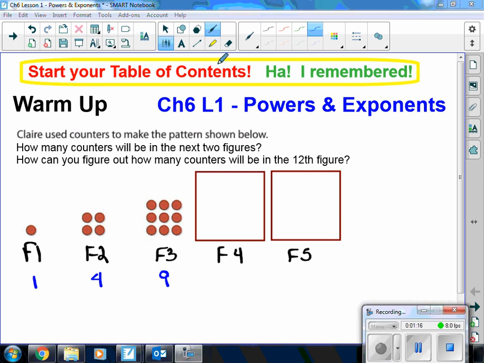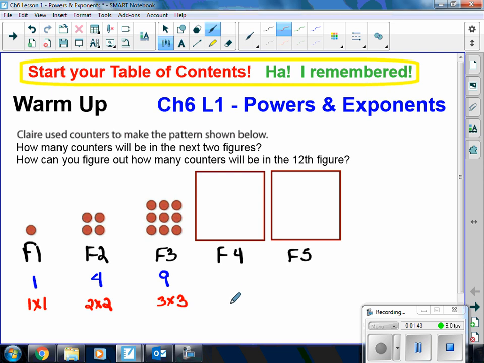If I multiply figure 1, 1 times 1, we're going to get 1. For figure 2, if I take 2 times 2, what am I going to get? 4. If I multiply figure 3, 3 times 3, what am I going to get? 9. Does everybody see that?